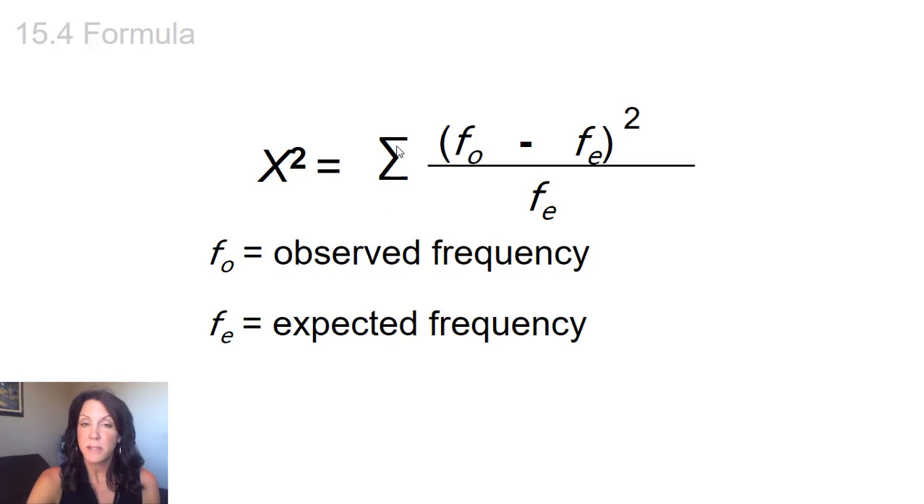We know that this means sum up everything that's to the right. And what we're going to do is we're going to take the observed frequency for a category. We're going to subtract the expected frequency for a category. We're going to square it and divide it by the expected frequency. We'll do that for each category and then we'll add them all up. That is the chi-square.